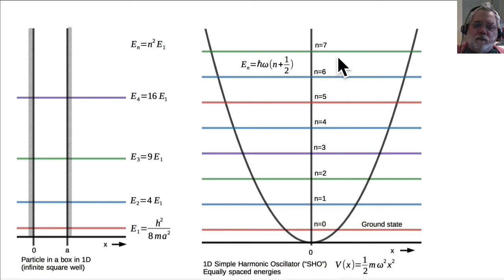Energies equally spaced. Which means that when we go one step in energy up, we have to absorb a photon of energy h bar omega to do that. If we go one step down, we emit a photon of energy h bar omega to make that transition.